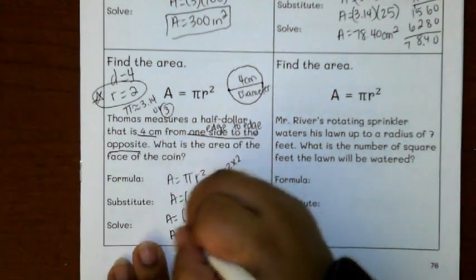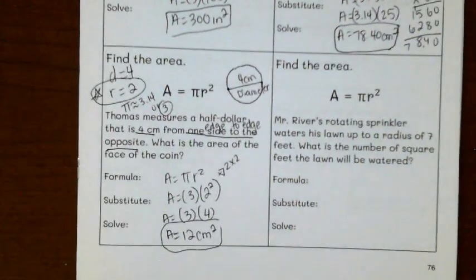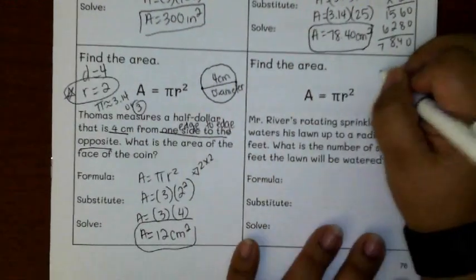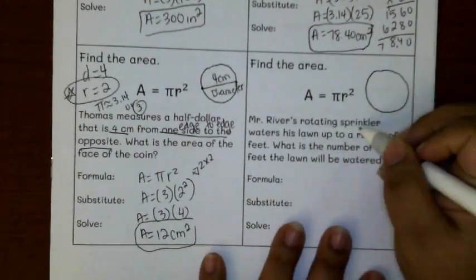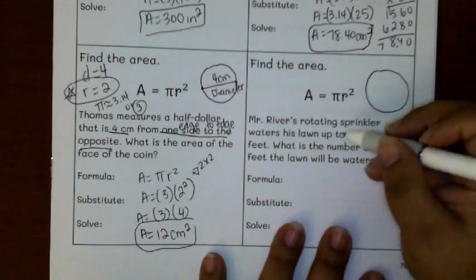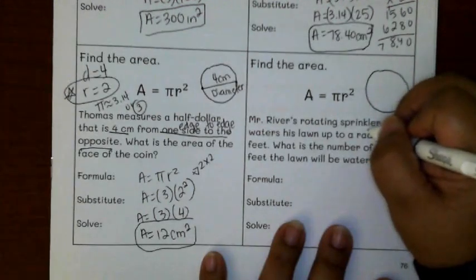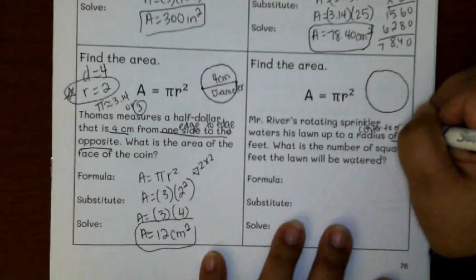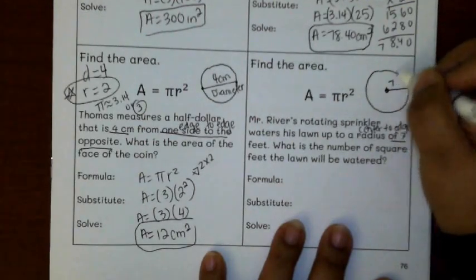All right, let's go to the last one. Here again, I'm going to draw a circle. It's saying that the sprinkler is rotating, and water shoots out to a radius of 7 feet. Radius is center to edge, so from here to here, that is 7 feet. So area is equal to pi r squared.